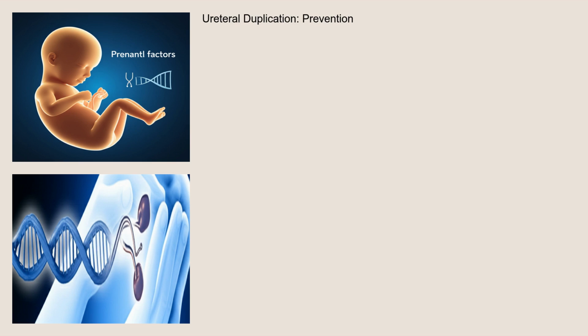Currently, there are no proven methods to directly prevent ureteral duplication anomalies, as they are primarily attributed to genetic and developmental factors during pregnancy. However, optimizing prenatal care, including avoiding exposure to teratogens and maintaining a healthy pregnancy, may help to minimize the risk of congenital anomalies in general. Genetic counseling may be considered for families with a history of urinary tract abnormalities.